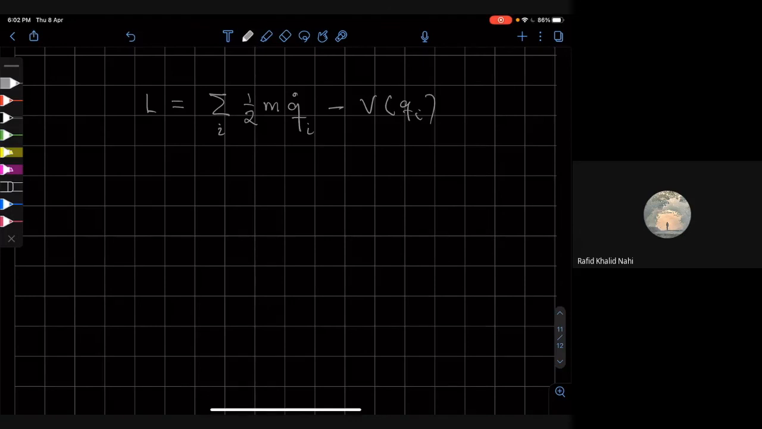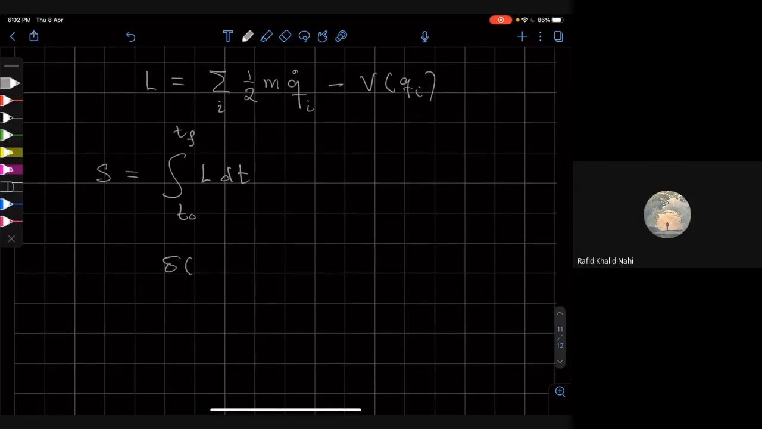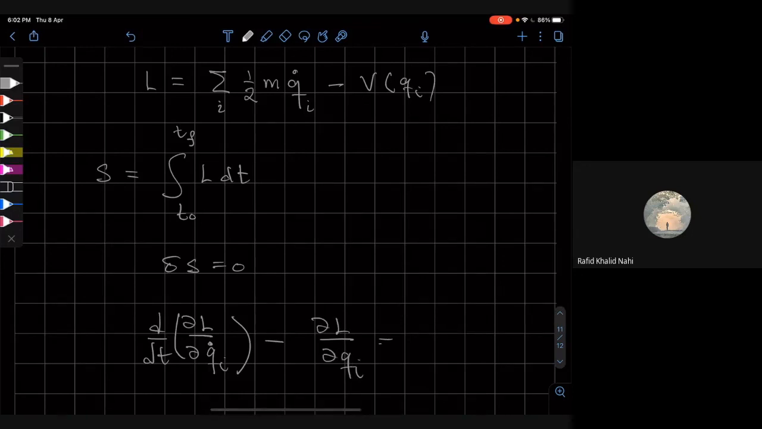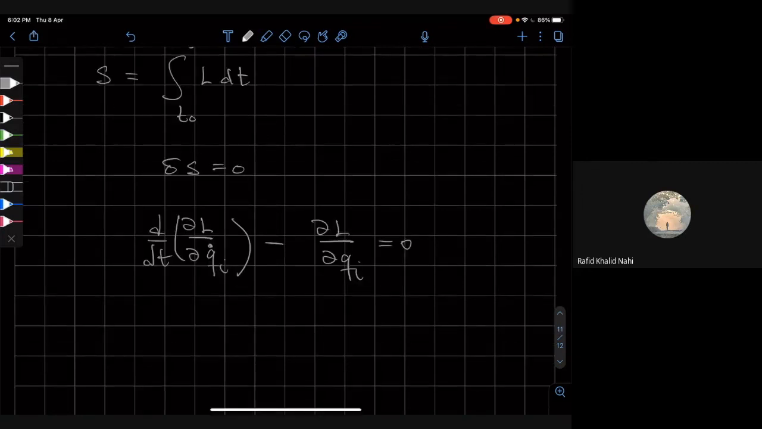Then the principle of least action. So this is the action. The principle of least action says that for the physical path, the variation of S needs to be 0. And that physical path then satisfies what is known as the Euler-Lagrange equation, which is this complicated looking equation, but actually it's not. This is the Euler-Lagrange equation.